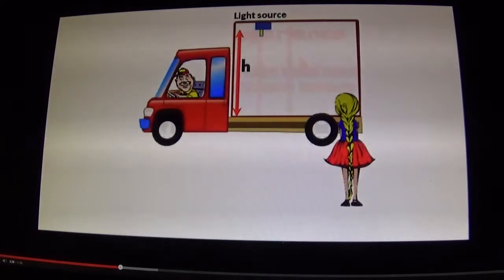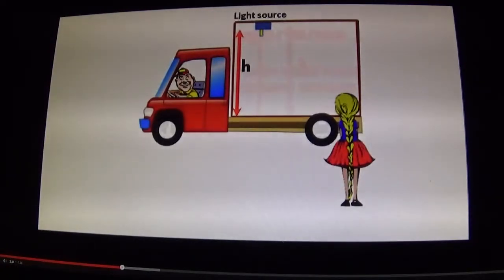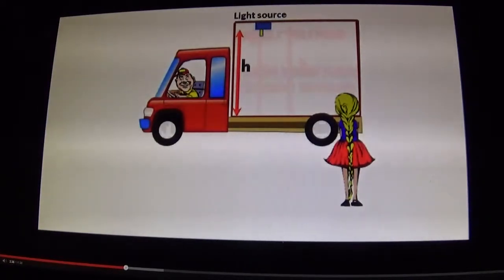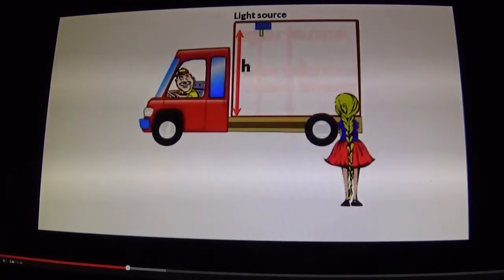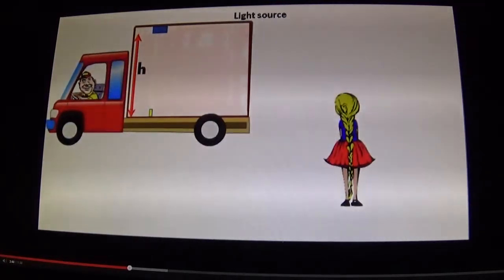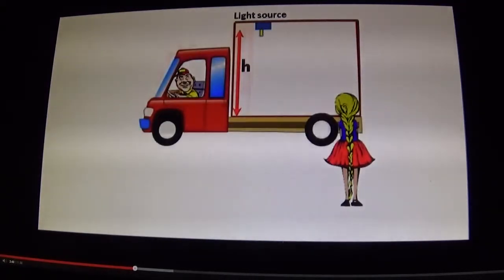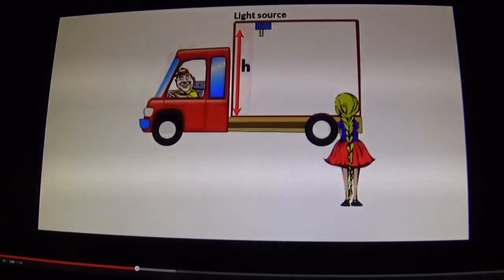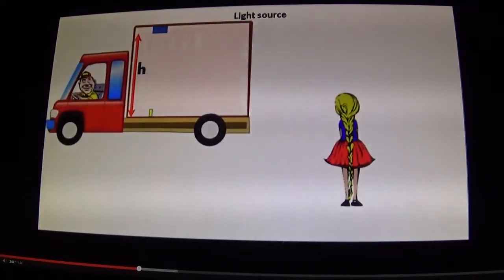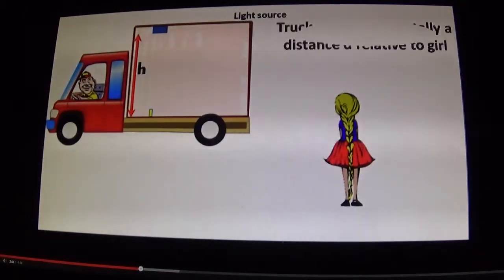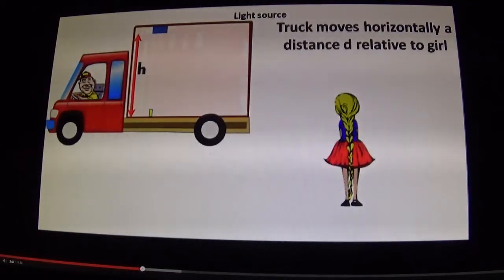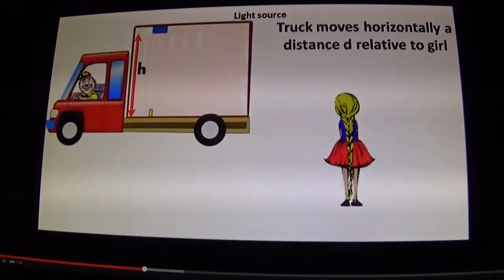Now, what would happen if we change something? We make the truck driver move forward. So the change is as follows. The truck driver moves horizontally relative to the girl, and he's moving horizontally with a constant velocity. So the truck moves horizontally a distance d relative to the girl.